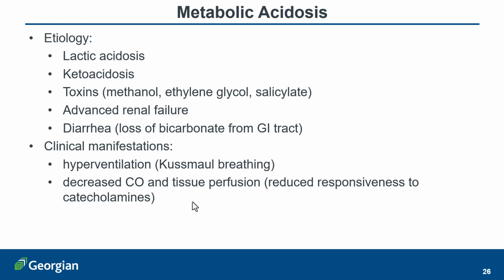For metabolic acidosis, the etiology is lactic acidosis if you have to rely on anaerobic respiration, ketoacidosis for type 1 diabetics who have a lack of insulin, ingestion of various toxins such as methanol, which is formed in moonshine, ethylene glycol, salicylates, advanced renal failure as the kidneys are no longer able to excrete the metabolic acids, and diarrhea, which is due to the loss of bicarbonate from the bicarbonate-rich fluids in the lower GI tract.